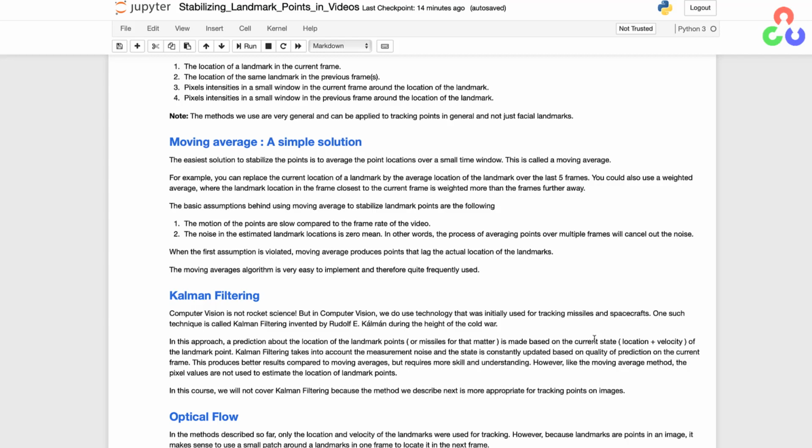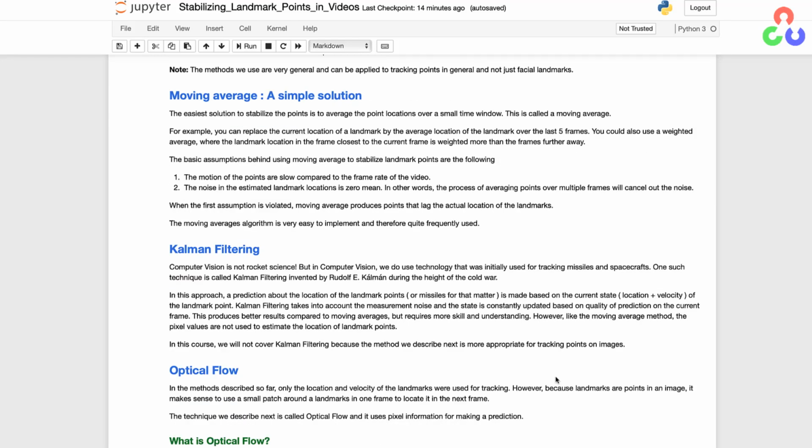Now you can also do a weighted average. You could say that you have more trust in the current location and you give it a higher weight. And as you move to the second, third, fourth, and fifth frame, the weights you give to those locations are less. But the idea of using this moving average is that it will eliminate jitters. It will make the motion smooth at the expense of a little bit of accuracy because you're doing this smoothing.